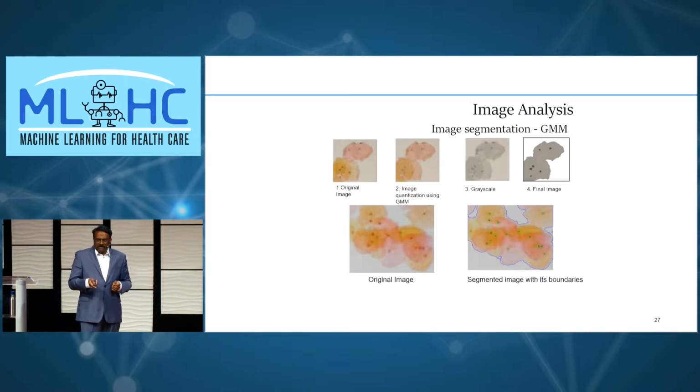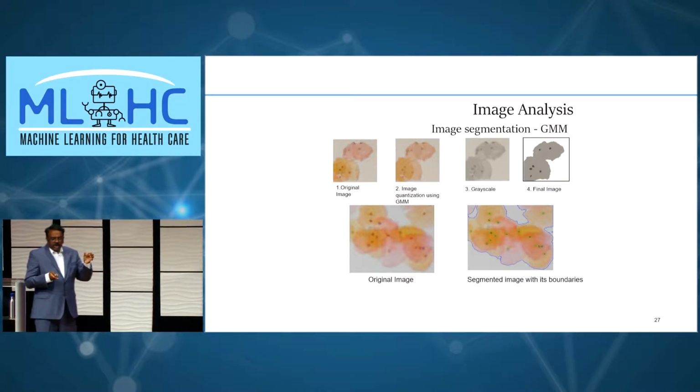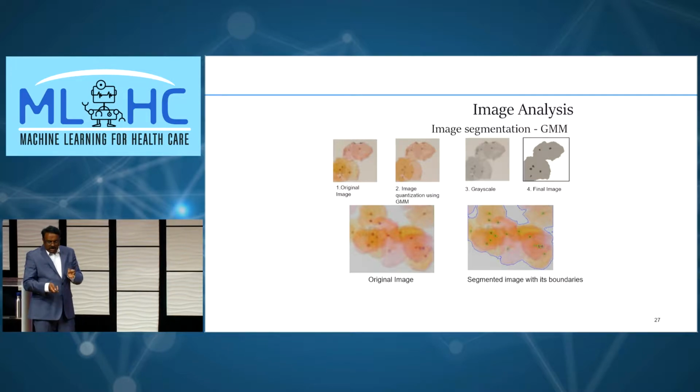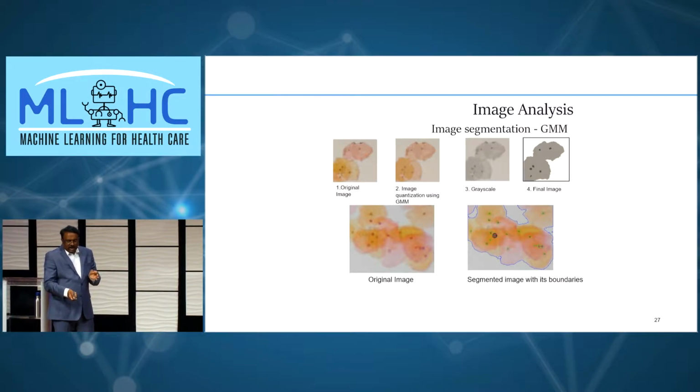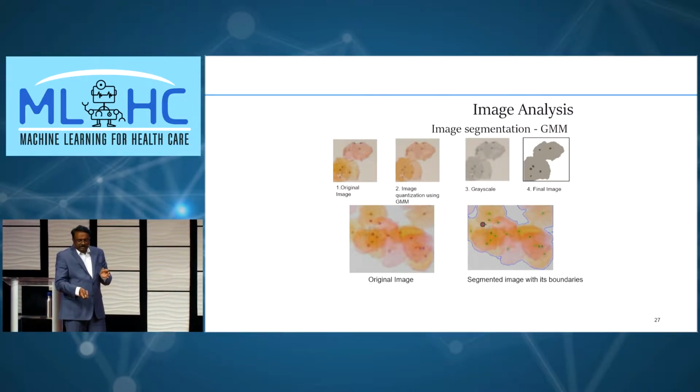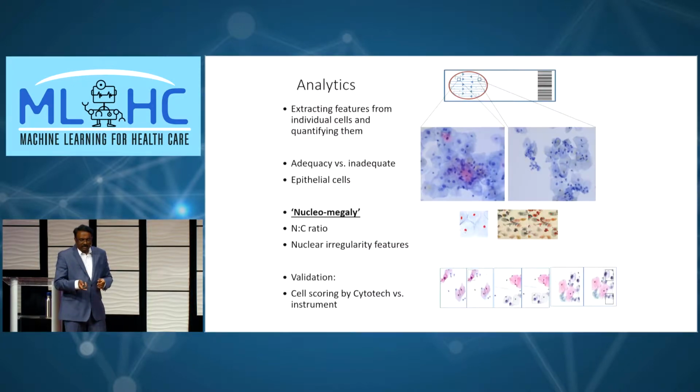Okay, so this is our segmentation algorithm. I won't spend too much time on it, basically trying to show that if we segment the nucleus from the cytoplasm and come up with a metric saying how big the nucleus is relative to the cytoplasm, we could actually come up with whether this is a normal cell or an abnormal cell.